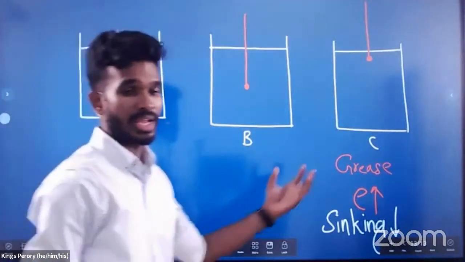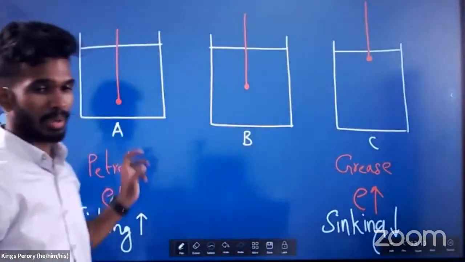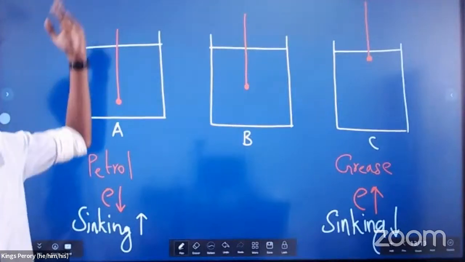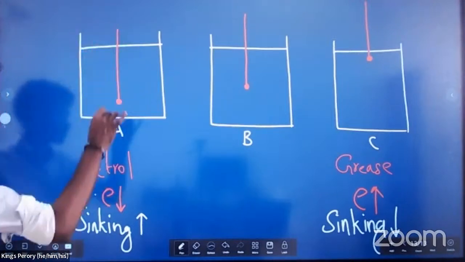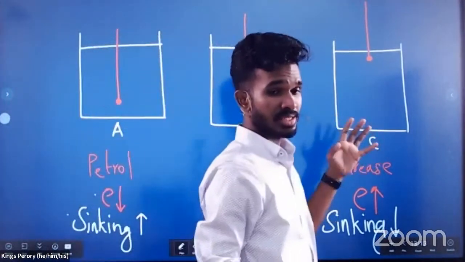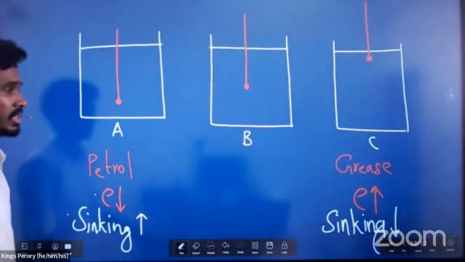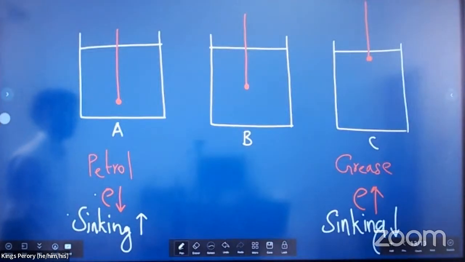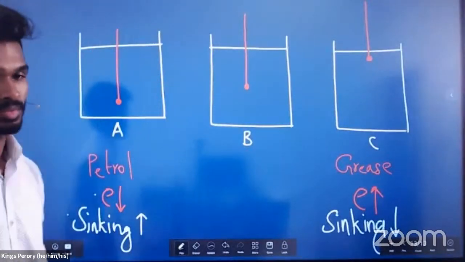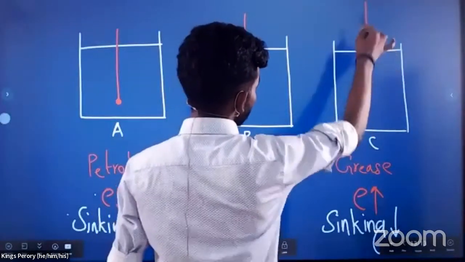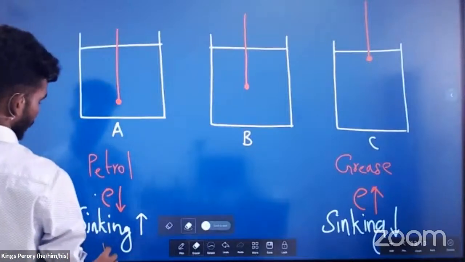Correct? You take grease, you put a pencil or pen, it won't sink much. It's at the top. You take petrol, put a pen, it will sink more. When density is less, sinking is more. It goes to the bottom. When density is high, sinking is less, an opposite connection. Now tell me then, ABC, which one has the highest density? C. Why? Here sinking is less. If sinking is less, density is high. Opposite connection. If sinking is high, density is less.